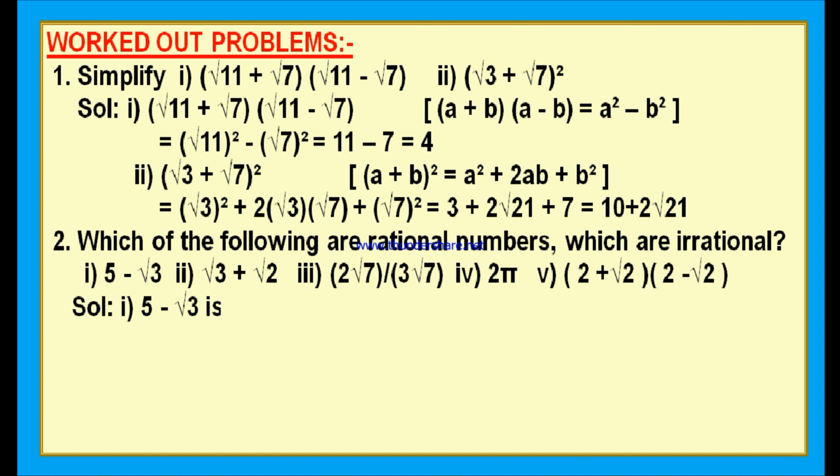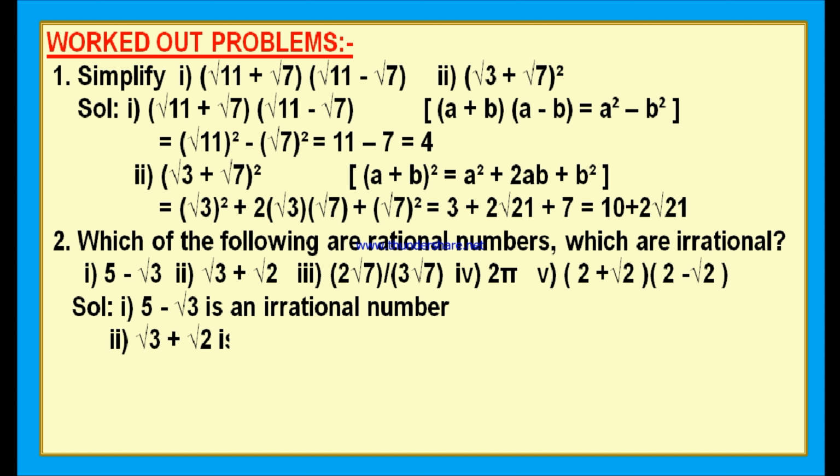Now let us see the first bit. 5 minus root 3. We have to check whether 5 minus root 3 is a rational number or an irrational number. We already know that the sum of a rational number and an irrational number, or the difference between a rational number and an irrational number, or the product of rational and irrational, or the quotient of rational with an irrational is always an irrational number. 5 minus root 3: a rational number minus an irrational number is always an irrational number.